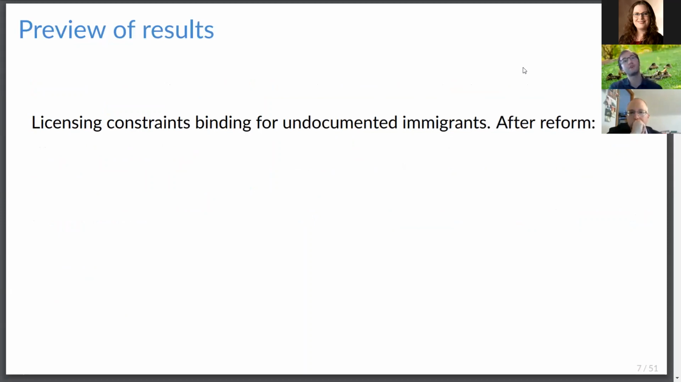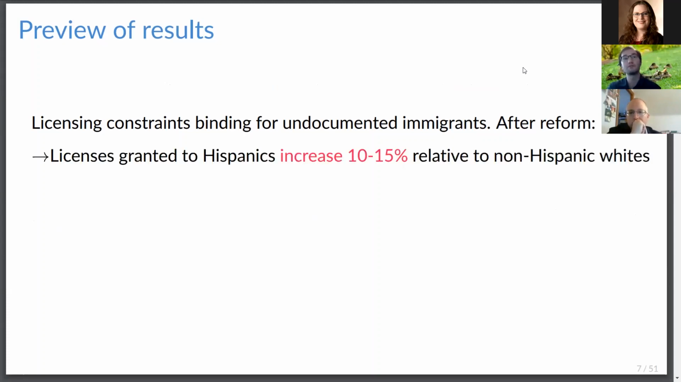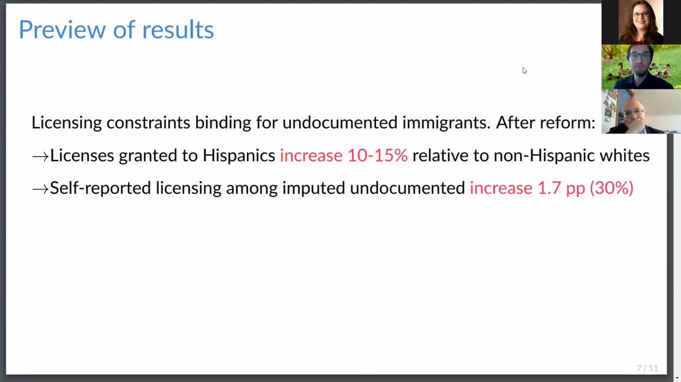To preview my results, first, I find that licensing constraints do appear to be binding for undocumented immigrants. After the reform, I observed that licenses granted to people I impute to be Hispanic increased 10 to 15% relative to non-Hispanic whites in the administrative data that I'm using. Then I turn to the CPS data that we've again seen a lot this weekend, and I find that self-reported licensing among people I impute to be undocumented increases about 1.7 percentage points, or about 30% off the baseline.